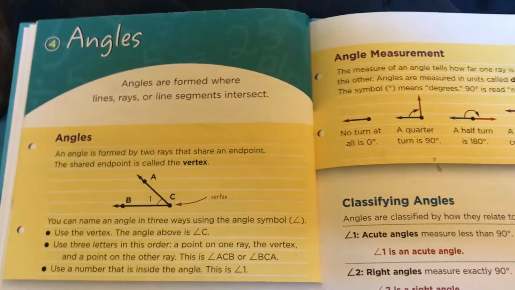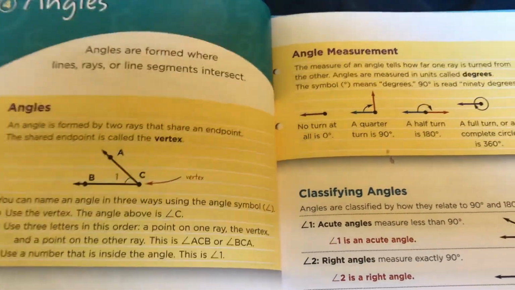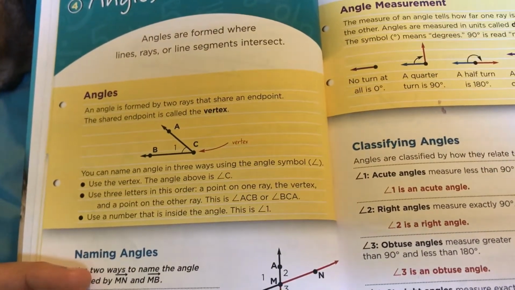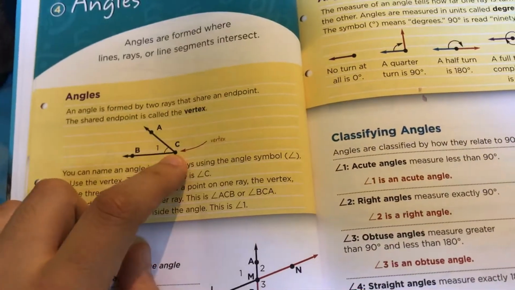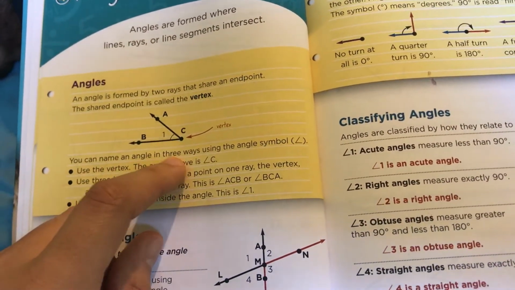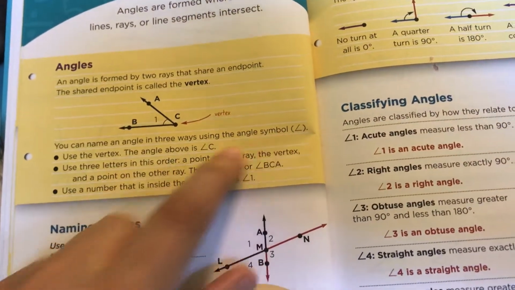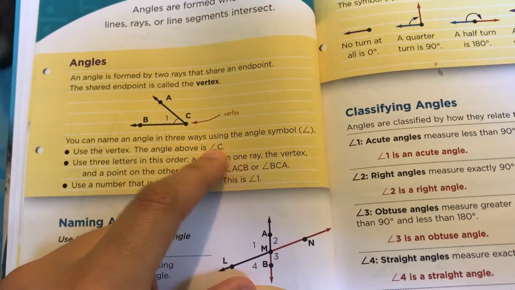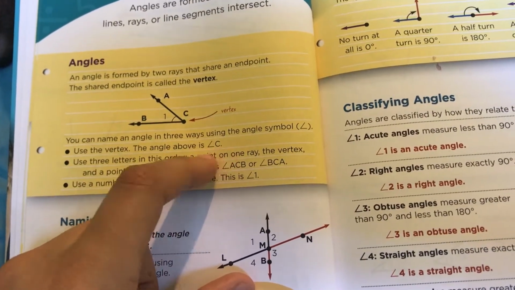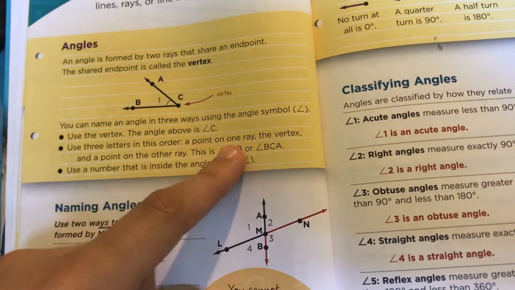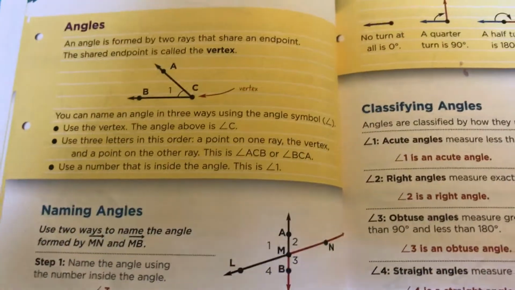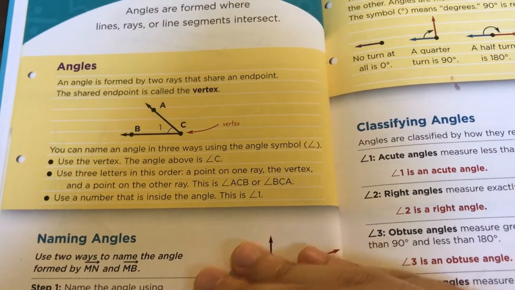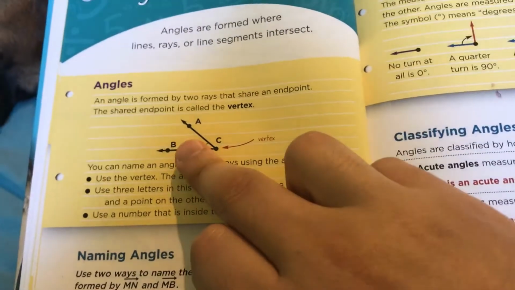Chapter 4, angles. Angles are formed where lines, rays, or line segments intersect. An angle is formed by two rays that share an endpoint. This shared endpoint is called the vertex. You can name an angle in three ways using the angle symbol. Use the vertex. The angle above is vertex C, so angle C. Or use three letters in this order: a point on one ray, the vertex, and a point on the other ray. This is angle ACB or BCA. Or use a number that is inside the angle. This is 1.